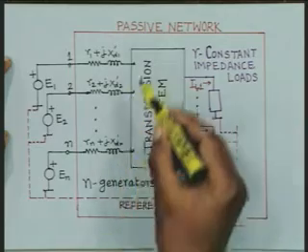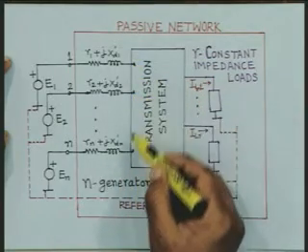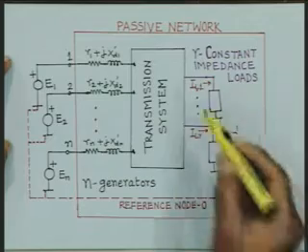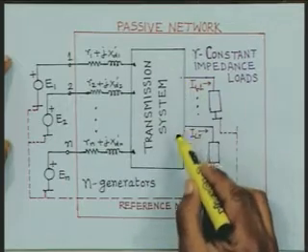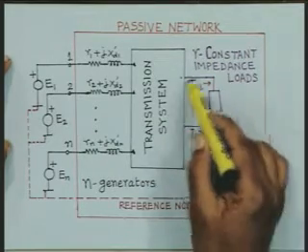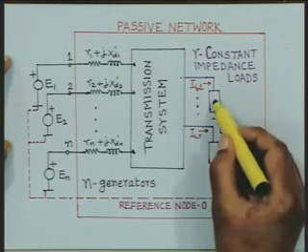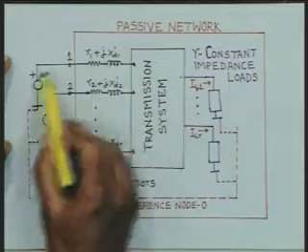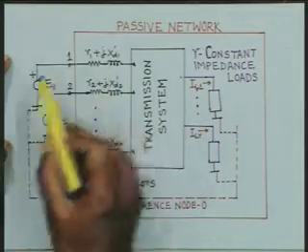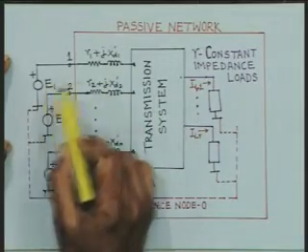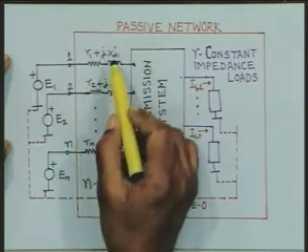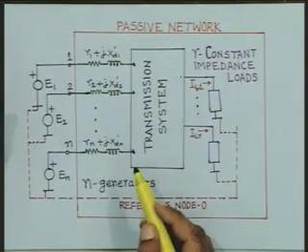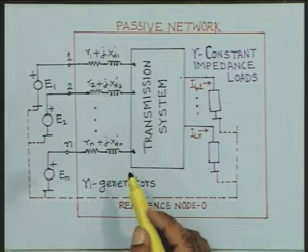We can show that these are the points at which the generators are connected. There are certain points in the network where the loads are connected. Now, these loads are represented by constant impedances connected to the reference bus. These generators are replaced by voltage behind transient reactance, direct axis transient reactance. Here we will not neglect the armature resistance of the synchronous machine.